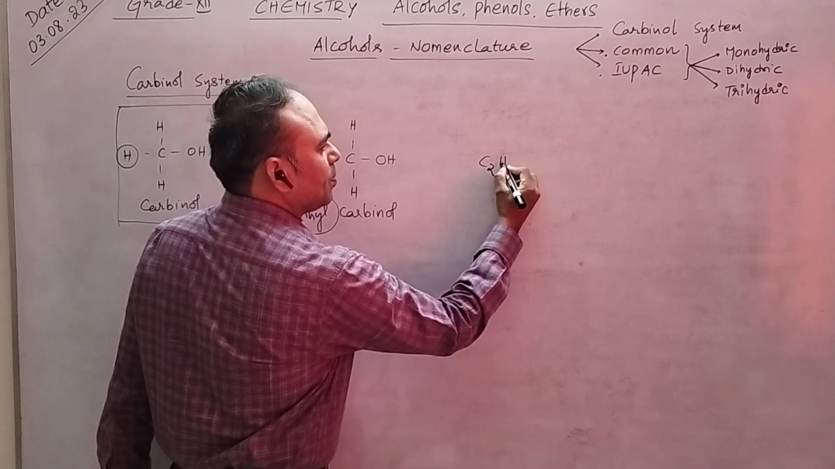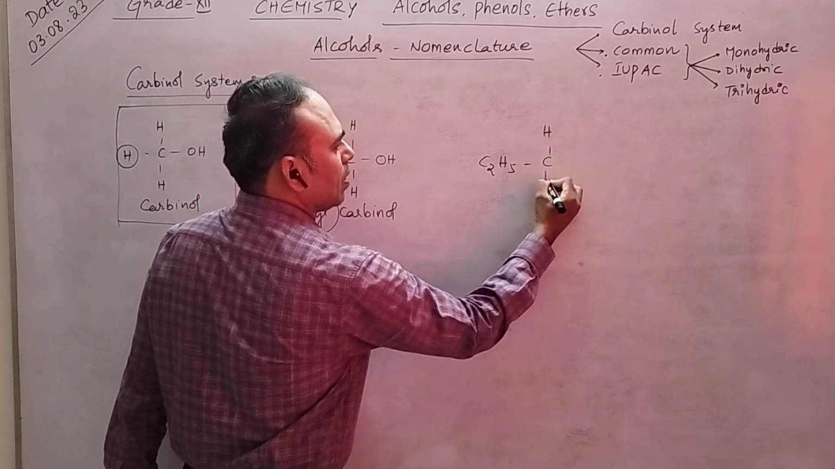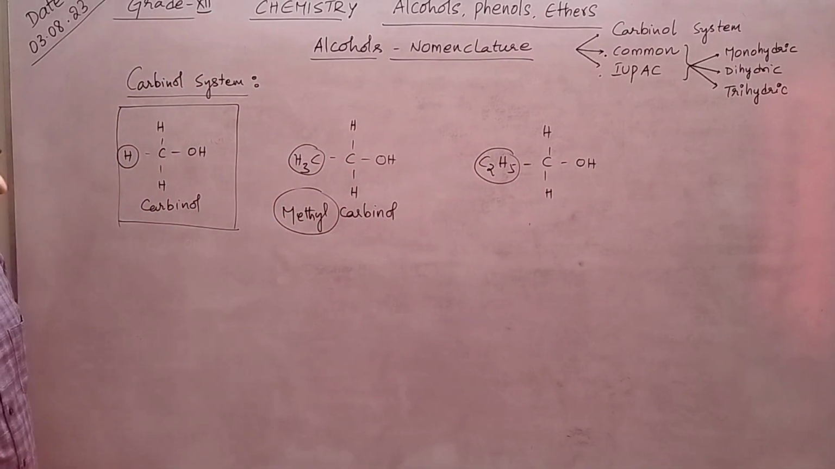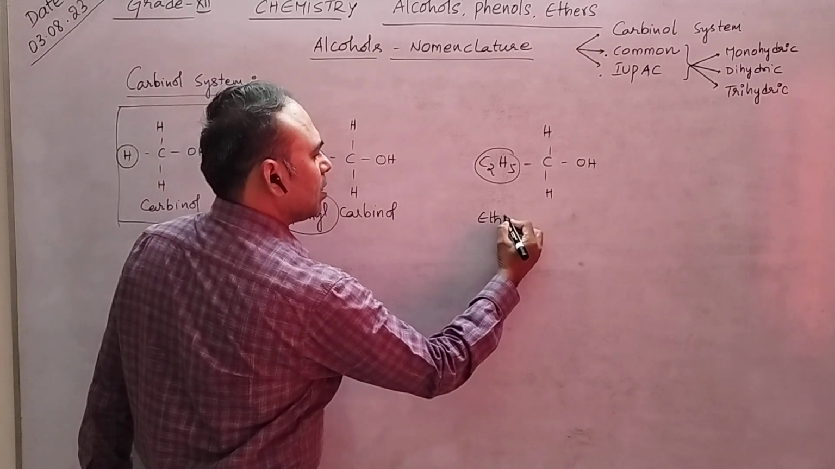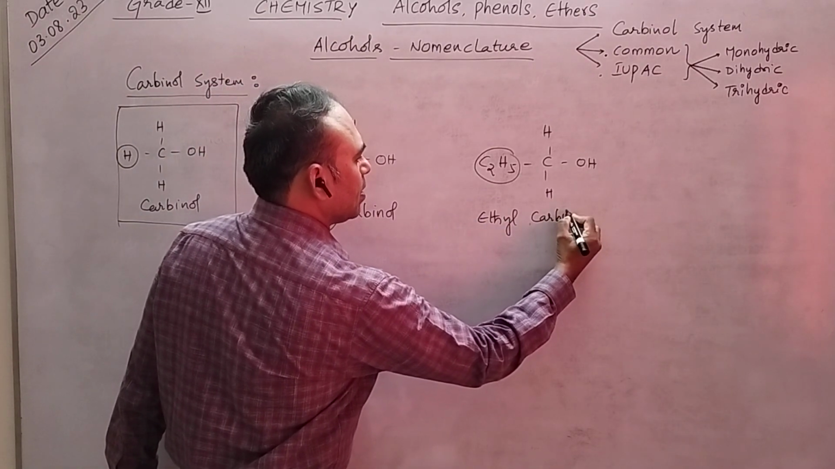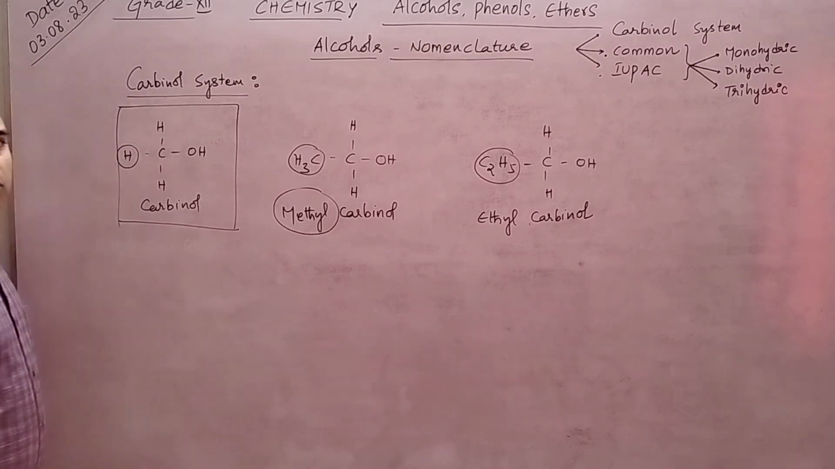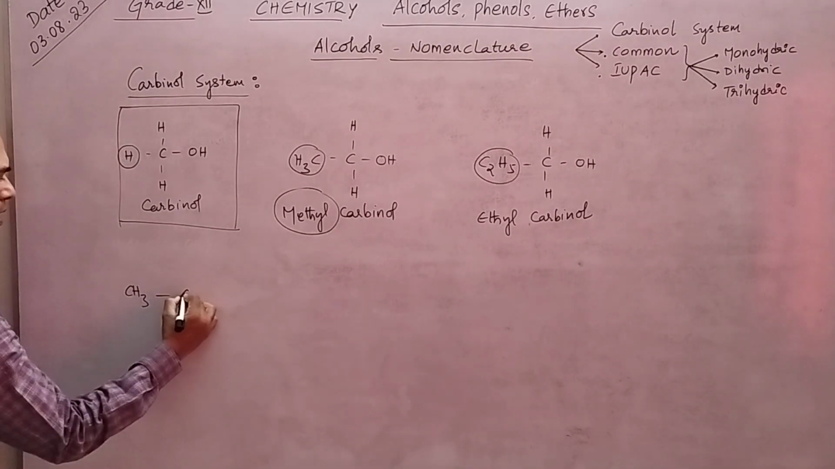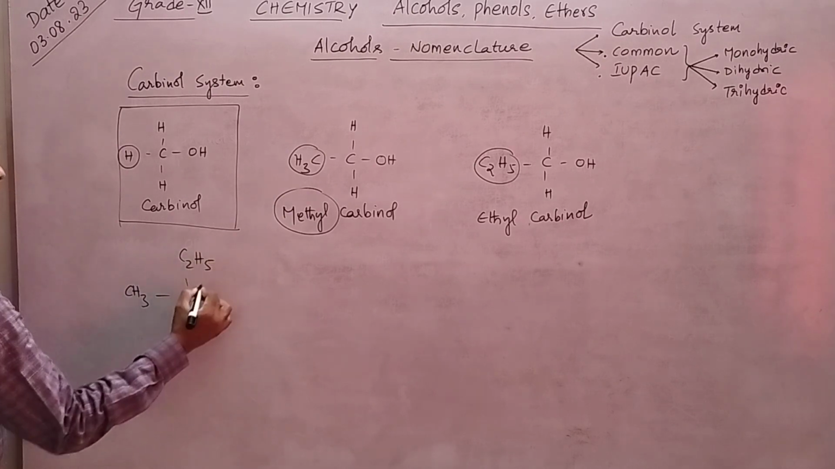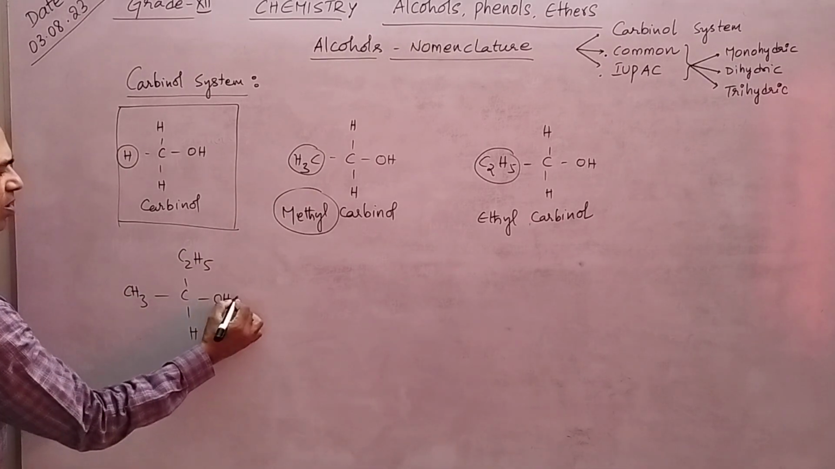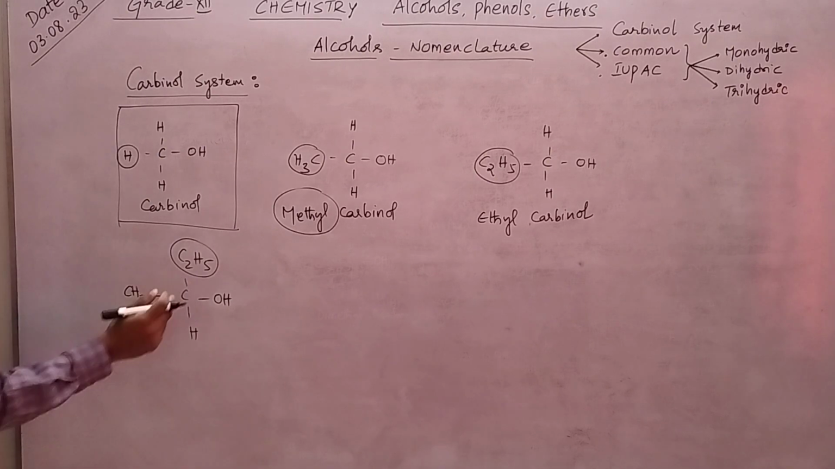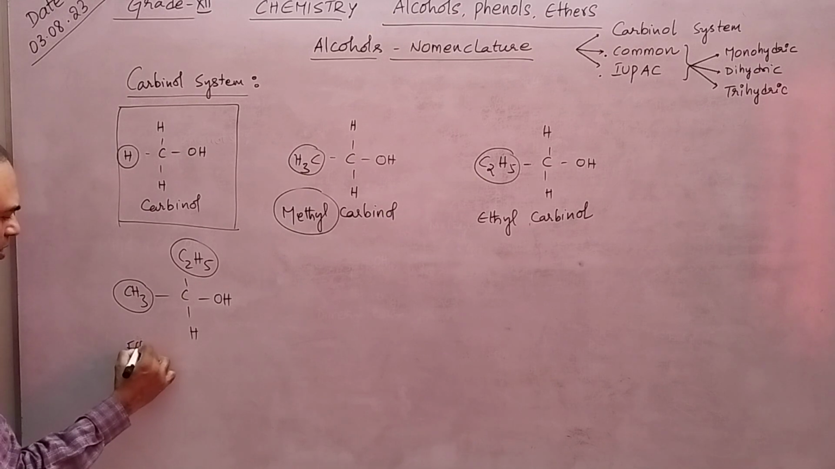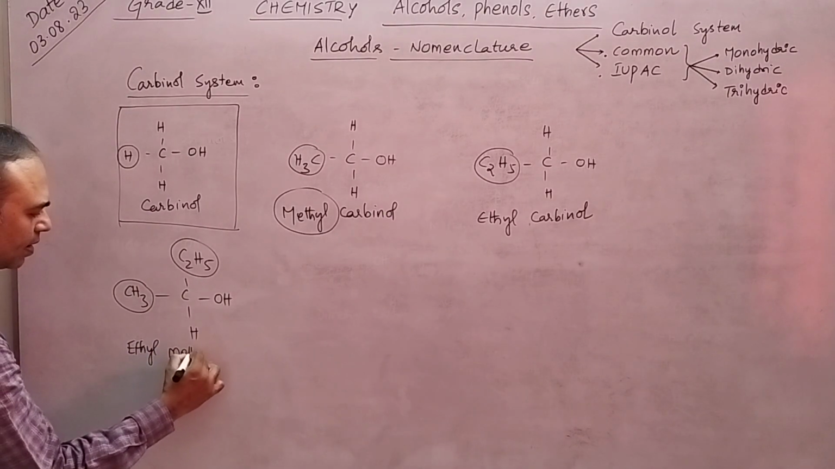Now if you replace hydrogen with an ethyl group, so now we have replaced a H with ethyl, therefore this compound is known as ethyl carbinol. Hope you are able to understand the nomenclature. Now in the next case, let us replace two hydrogens. Here, one hydrogen is replaced with an ethyl group, another one is replaced with a methyl group, then you call this ethyl methyl carbinol.